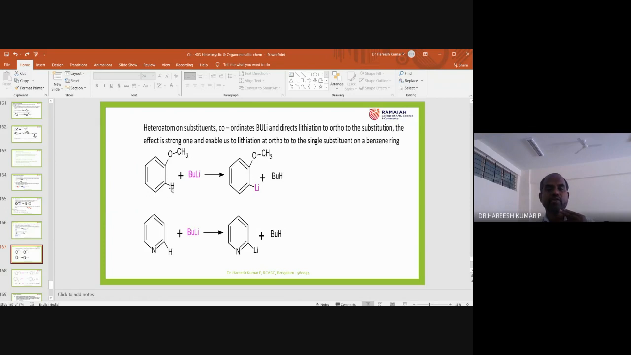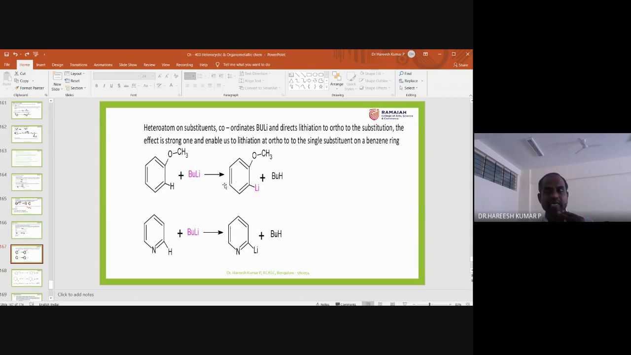So what will it do? Bu minus can abstract this proton, and BuH is butane, a gas, which goes out. Then what is formed? This bond pair picks up the lithium and forms an anion here.